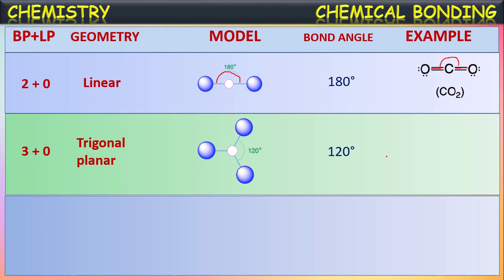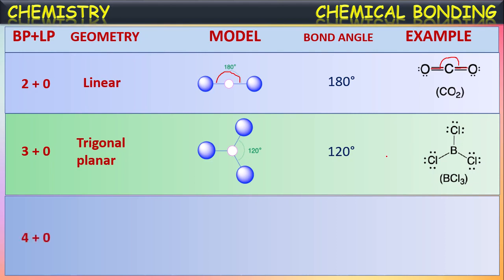An example of molecules having this trigonal planar shape, with only three bond pairs and no lone pairs on the central atom, is BCl3, BF3. In these molecules, the central atom boron has only three bond pairs. No lone pairs are present. These three bond pairs will be arranged in space in the same plane in a trigonal planar shape with bond angle 120 degrees.